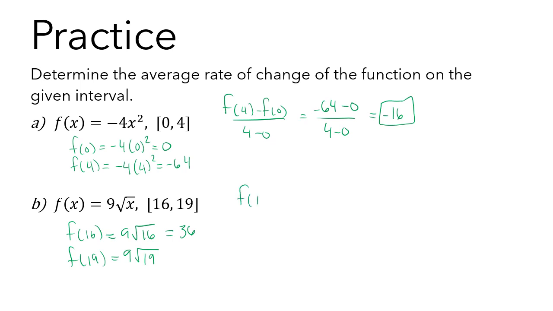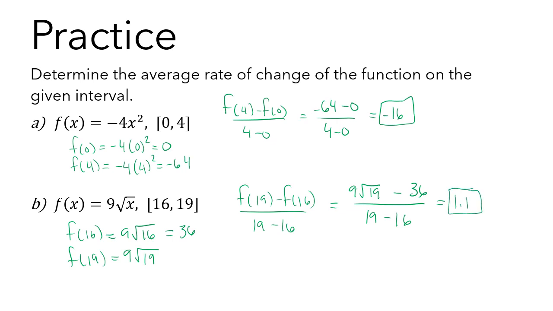And I'm going to do f of 19 minus f of 16 divided by 19 minus 16. F of 19 is 9 square root of 19. F of 16 is 36. And then 19 minus 16. Put this into a calculator and round to the nearest tenth, and you get 1.1. So that is our average rate of change.